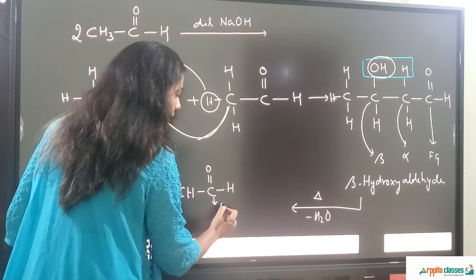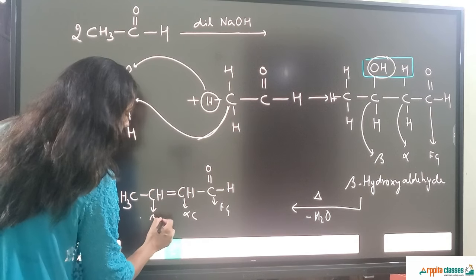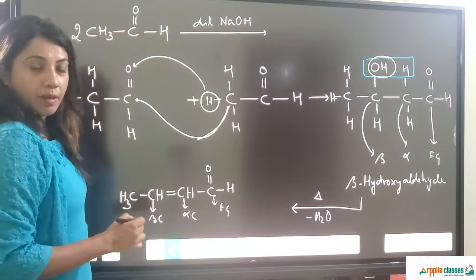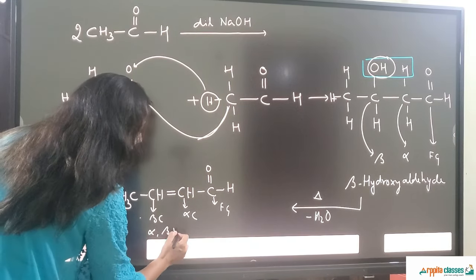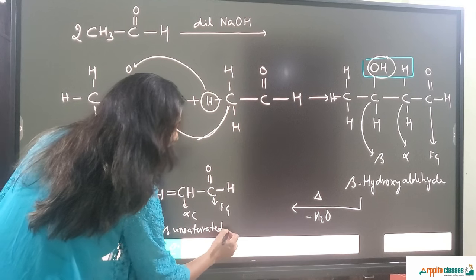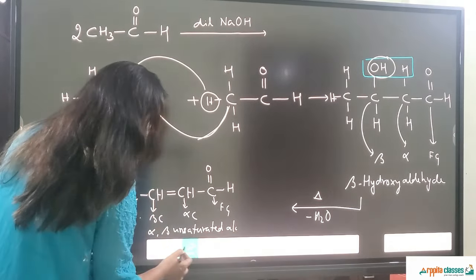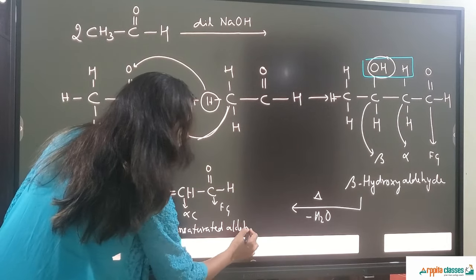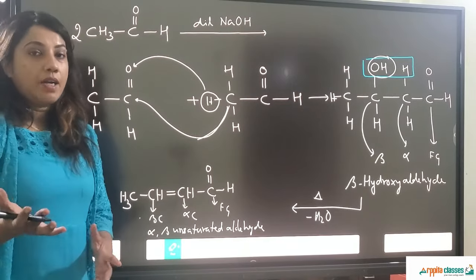Again, see, this is your functional group, this is your alpha carbon and this is your beta carbon. There is an unsaturation in between alpha carbon and beta carbon, so this is called an alpha beta unsaturated aldehyde. The functional group is aldehyde, so it is an alpha beta unsaturated aldehyde. So this entire reaction is known as aldol reaction.